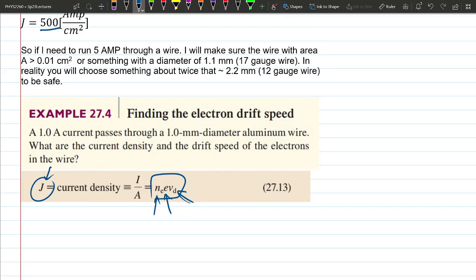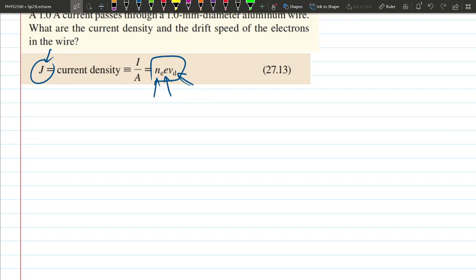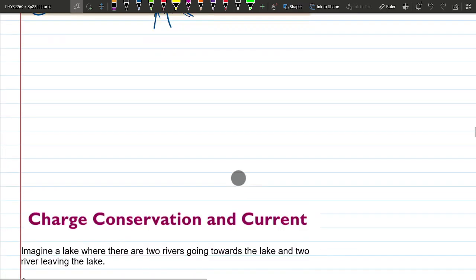Okay, so do I have time? Yeah, I'm going to do the examples for this next time so we can actually jump into the worksheets.